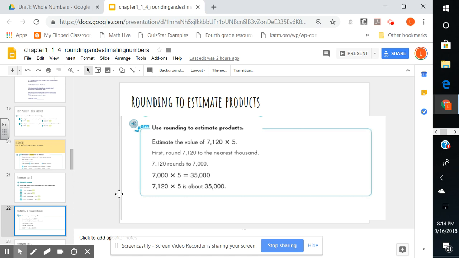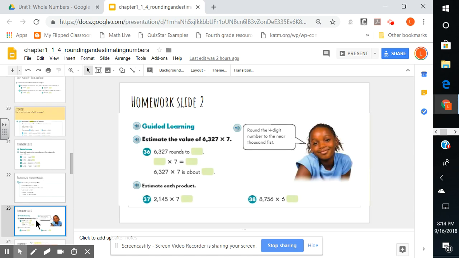Now we're going to use rounding to estimate products. Use rounding to estimate products. Please write that statement down. And the way you round it is, 7,120 times 5. Step 1. Round only the first number, 7,120, to the nearest thousand, which is 7,000. Then multiply it by 5, the second number, and it's about 35,000, and that's your answer. This is homework slide 2. I only want you to do 37 and 38, please.